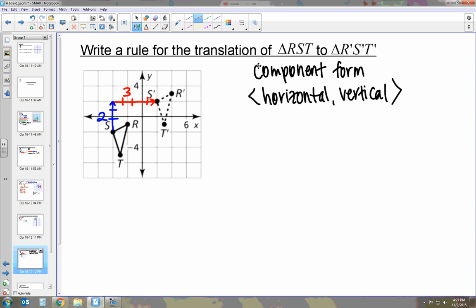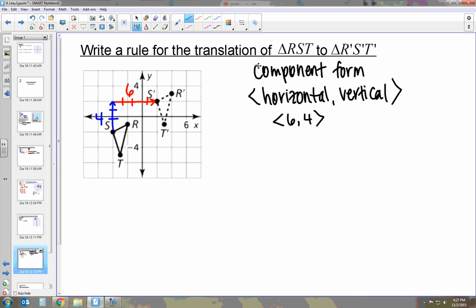Now we have to be really careful. If we look at the scale of our graph, it's going by 2s. So instead of 3, this is going to be 6. And instead of 2, this is going to be 4. So we have to be really careful to look at the scale of our graphs, okay? So our component form, our horizontal is 6, and our vertical is 4, okay?